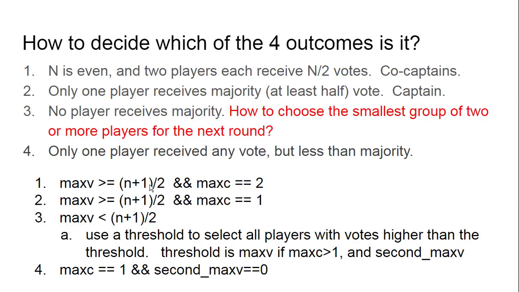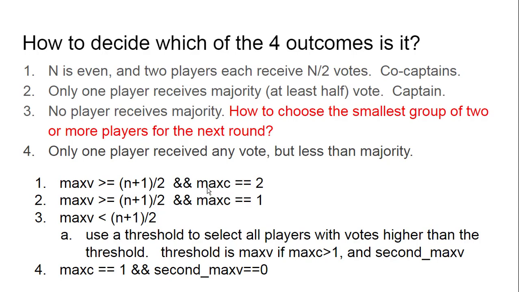The majority can be computed using maxv greater than or equal to (n plus 1) divided by 2. If n is even, then (n plus 1) divided by 2 will be exactly the same as n divided by 2, because we always round down. If n is odd, this requires more than half. So if n is 5, this comes out to 3, which is what we want, because 2 will not be a majority when we have 5 players.